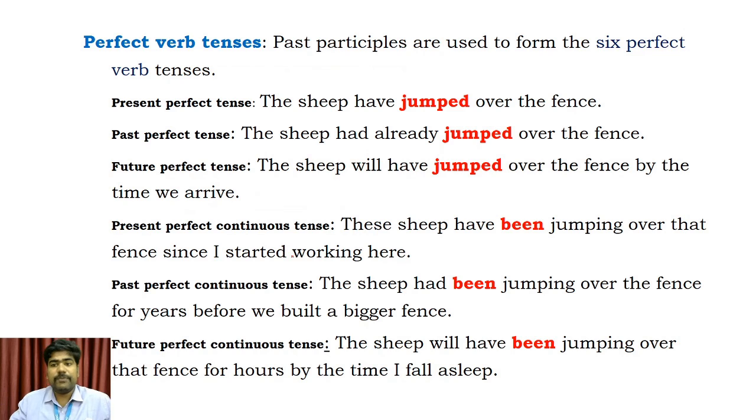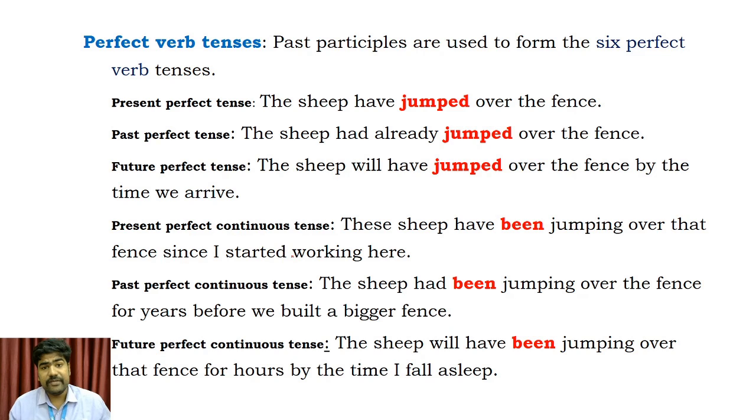Before that, we saw the participles are used in tenses, especially in perfect tenses. These are all the six perfect tenses. First one is present perfect tense, past perfect tense, future perfect tense, present perfect continuous tense, past perfect continuous tense, future perfect continuous tense. These are all examples of tenses with the past participle.